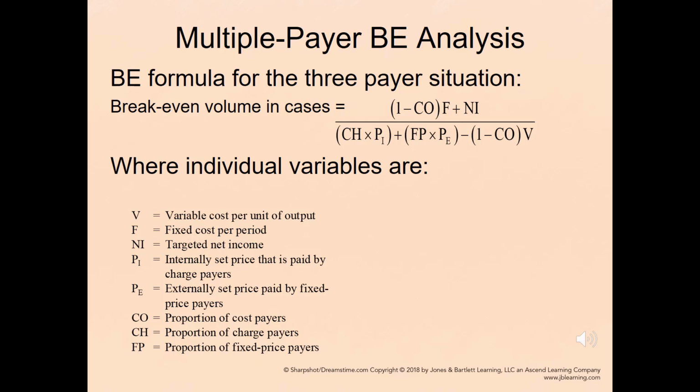Break-even formula for the three-payer situation is shown below, where the individual variables are variable cost per unit of output, fixed cost per period, targeted net income, internally set price that is paid by charge payers, externally set price paid by fixed price payers, proportion of cost payers, proportion of charge payers, and proportion of fixed price payers.